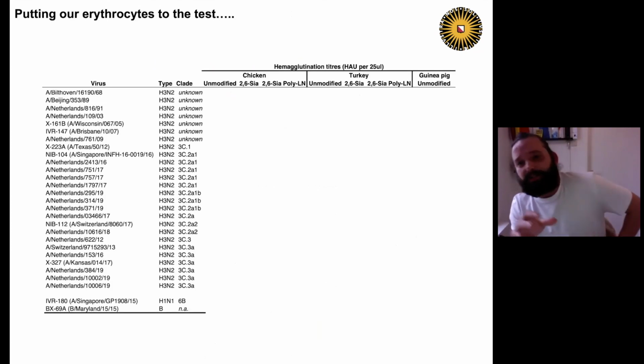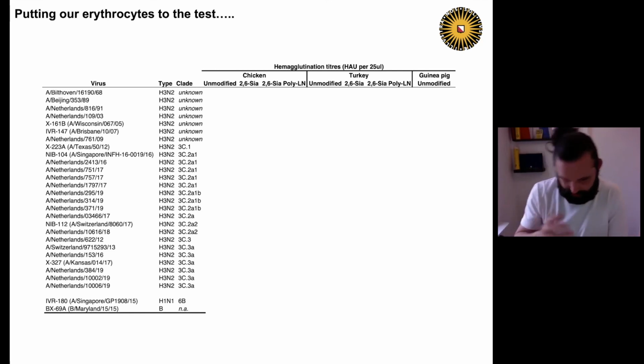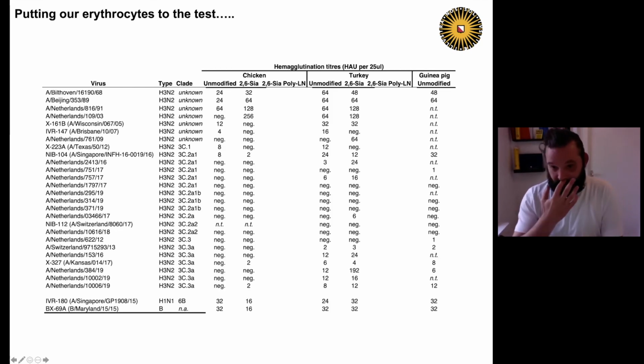So the next step, we really wanted to put our erythrocytes to the test. We took a large panel of H3N2 viruses, ranging from 1968 until a little bit more than a year ago, a year and a half more or less. And we analyzed them on unmodified erythrocytes, resialylated erythrocytes of both chicken and turkey origin, and guinea pig erythrocytes. What you can already see is that these viruses, because they're ordered from 1968 to contemporary viruses, hardly bind unmodified erythrocytes. They become negative pretty soon.